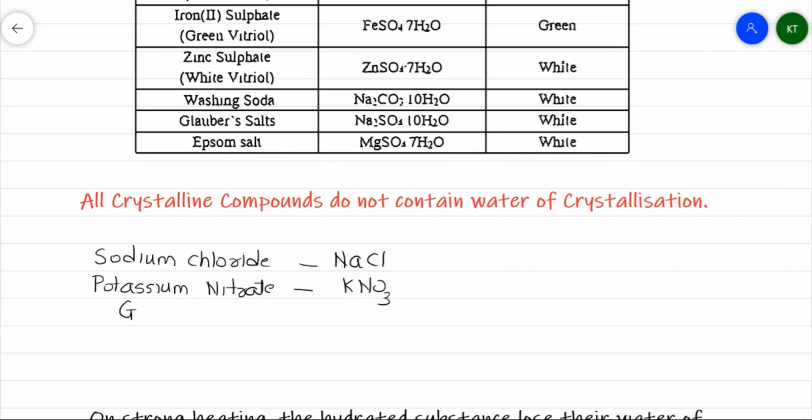Then we have the glucose molecule, that is C6H12O6. It also does not have any water of crystallization, but still it is crystalline in shape. Then the sugar molecule, that is C12H22O11. It also does not possess water of crystallization, but these are considered crystalline in shape.